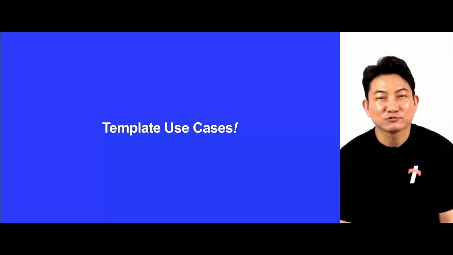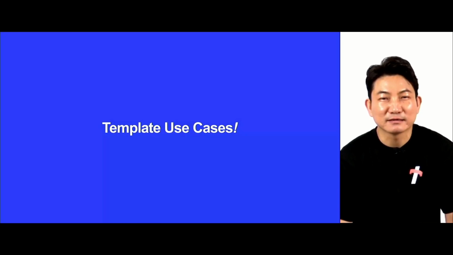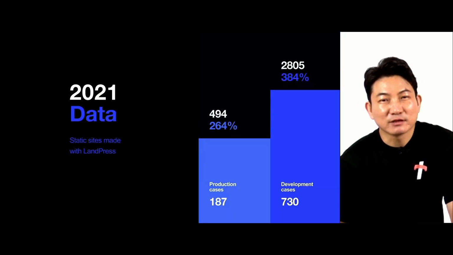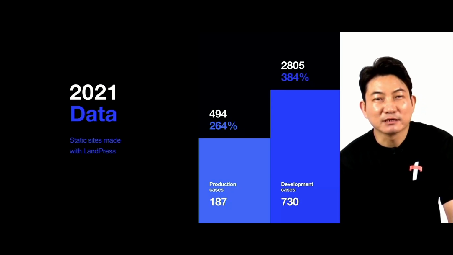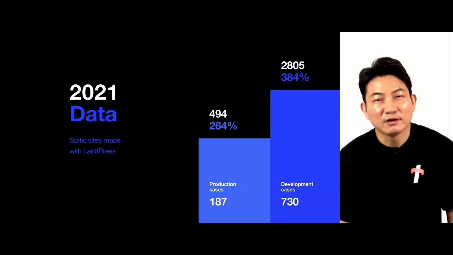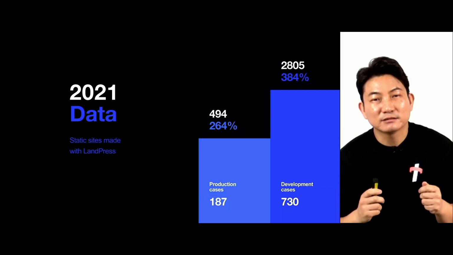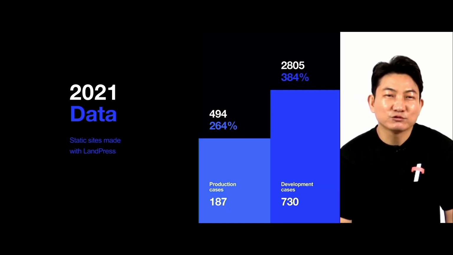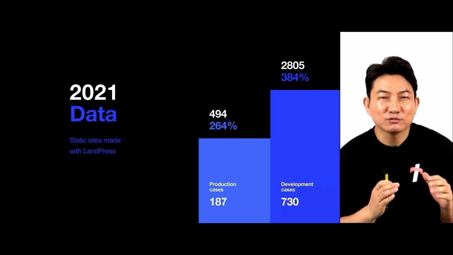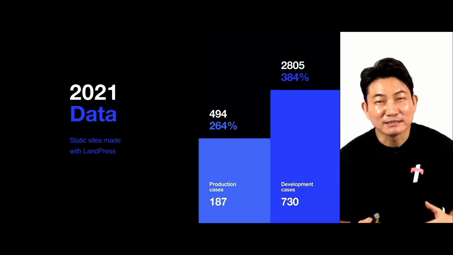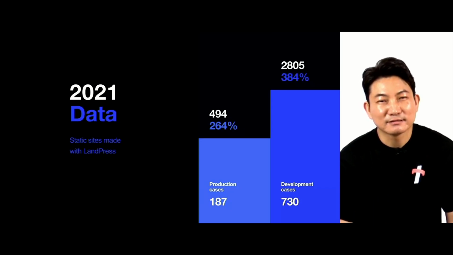Then we can make it a template. How these templates are used, I'd like to show you some practical, specific use cases. Before going into examples, I would like to introduce to you more about LandPress. Because it's such an easy to use platform, many organizations and teams are already using LandPress to release sites. You can see that the usage rate is over 200% already just last year alone.